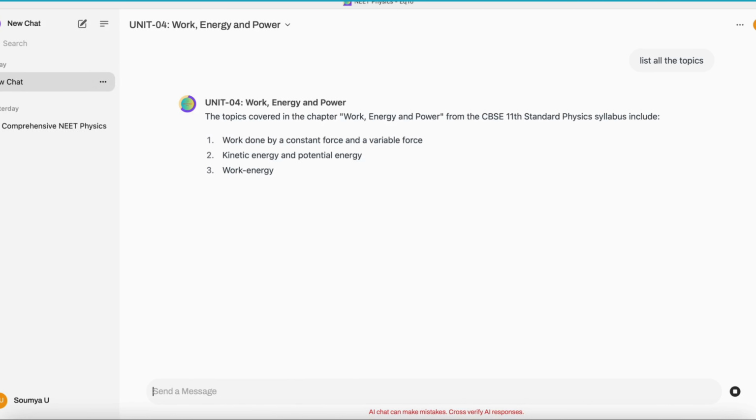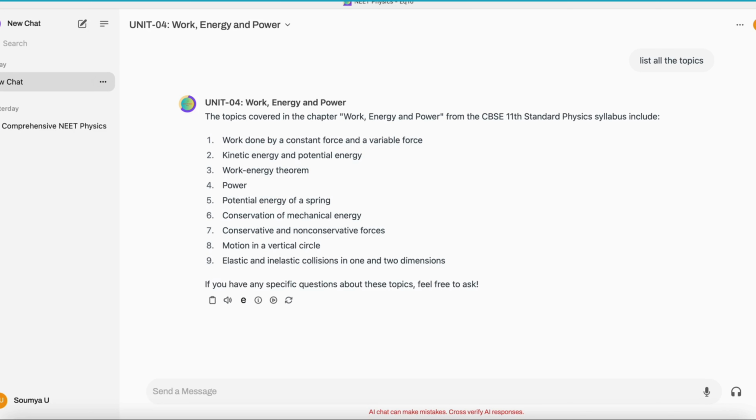The topics covered in the chapter Work, Energy and Power from the CBSE 11th standard as per NEET Physics syllabus include work done by a constant force and a variable force, kinetic energy and potential energy, work energy theorem, power, potential energy of a spring, conservation of mechanical energy, conservative and non-conservative forces, motion in a vertical circle, elastic and inelastic collisions in 1 and 2 dimensions. If you have any specific questions about these topics, feel free to ask.